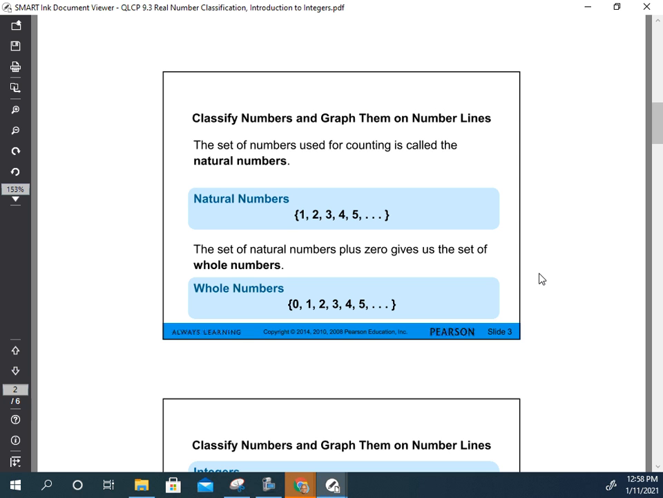So for example, when you were in pre-K, kindergarten, first grade, when you learned how to count, you started with the number 1. Those numbers are called natural numbers. It's what you naturally started counting. 1, 2, 3, 4, 5, all the way up.